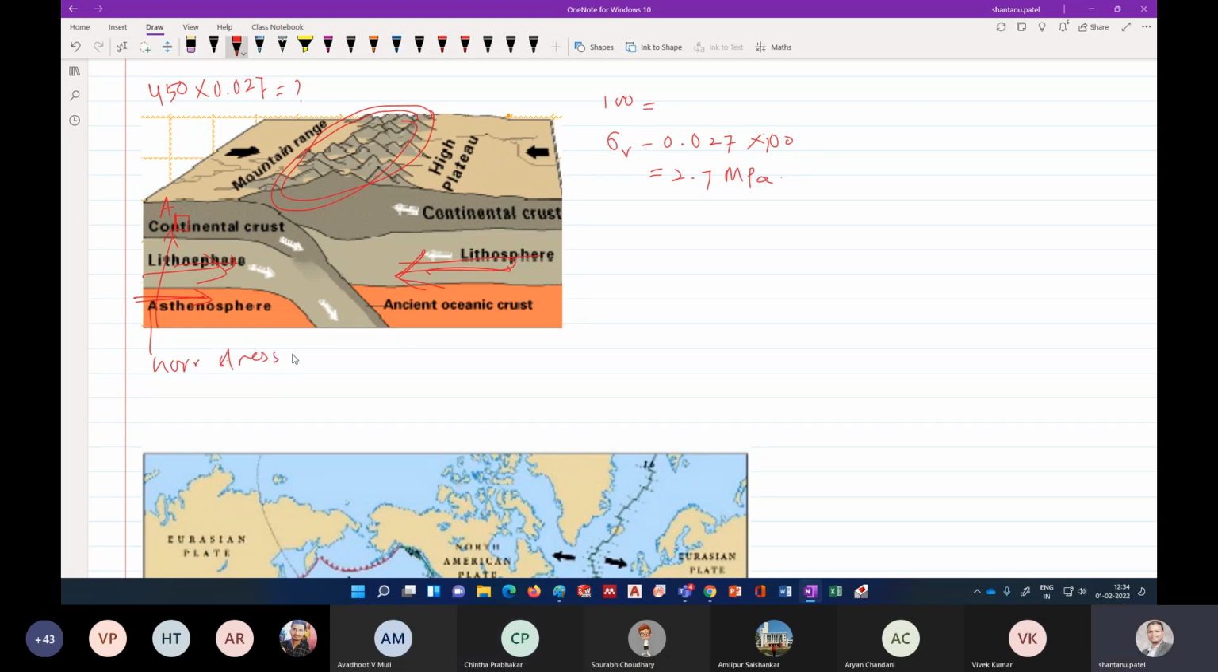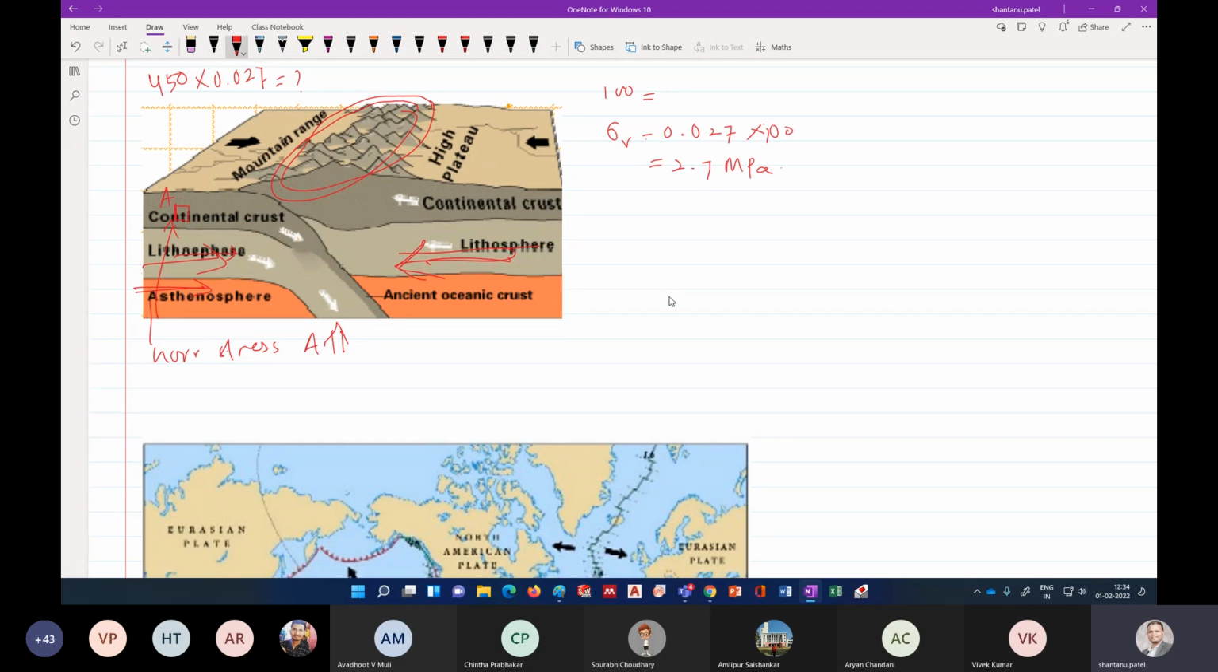Yes, sir. Stress at A is very high. And this is the main reason why we have very high horizontal stress. If it is near the plate tectonic boundaries, you get huge in situ stress. This is what is shown in this figure here.